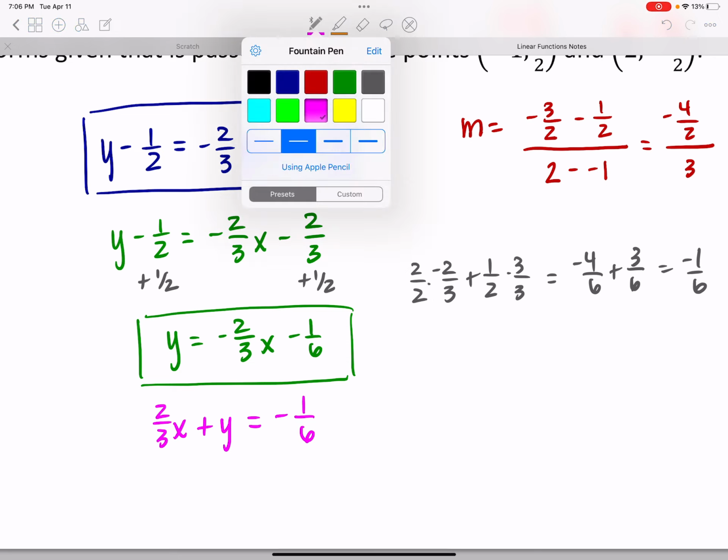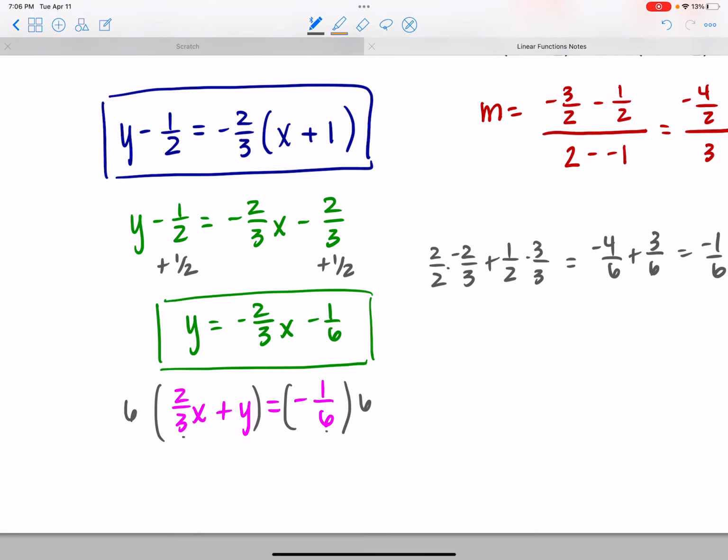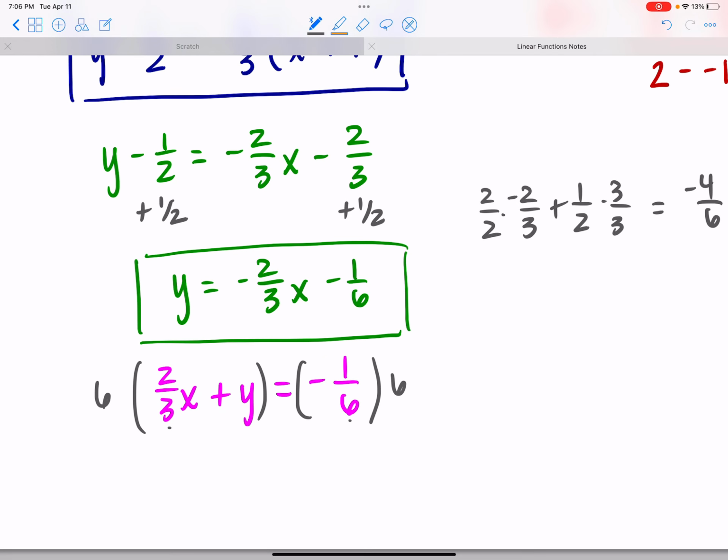So what I'm going to do next is clear out the fractions by multiplying both sides by my least common denominator. Now the other one I did only had one fraction, but here, 2 fractions, and my common denominator would be 6. So you're going to see why in a second, but I'm going to multiply both sides by 6. As long as I do the same thing on both sides, I'm keeping the balance of my equation, but this will make all of the fractions go away.